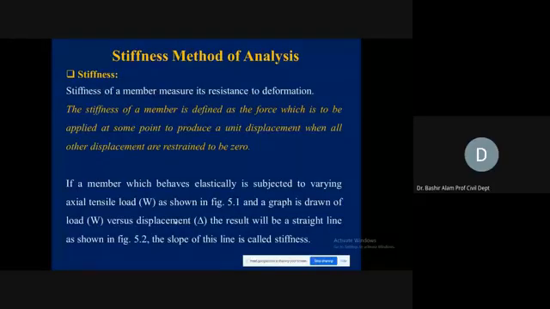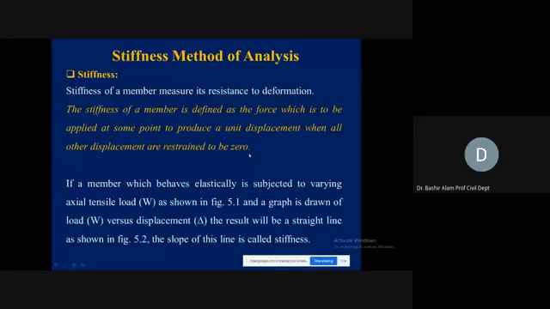Now, what is stiffness? Flexibility, if you recall, was the displacement produced by unit action. This is now the other way around here. Stiffness of a member is a measure of resistance to deformation. And how do we define it? The stiffness of a member is defined as the force which is to be applied at some point to produce a unit displacement. Force per unit displacement when all other displacements are restrained to be zero.